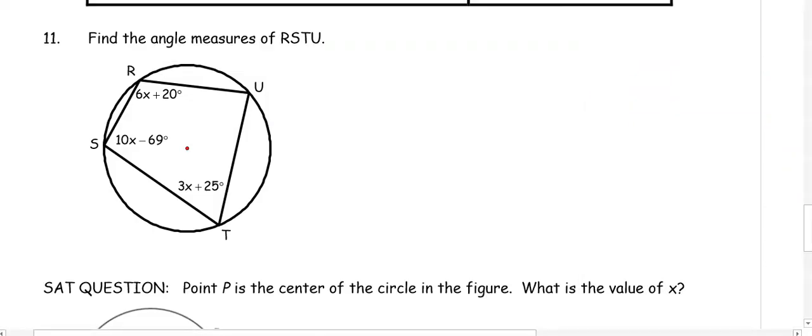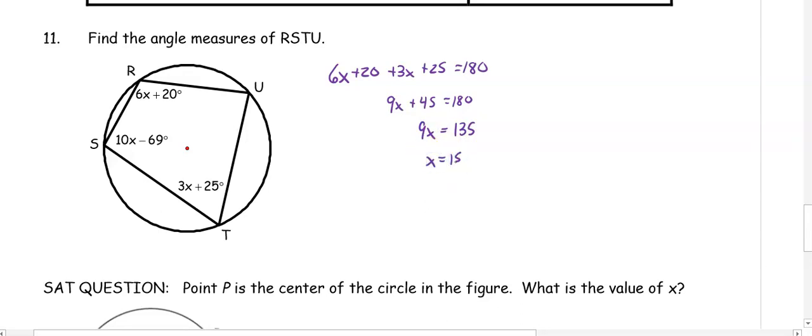In number 11, find the measures of R, S, T, and U. So right now, we know that R and T are opposite angles, so they have to be supplementary, so we can use that to solve for x. So 6x plus 20 plus 3x plus 25 is equal to 180. So we get 9x plus 45 is equal to 180 degrees. We can subtract 45 from both sides. 9x equals 135. When we divide by 9, x is 15.